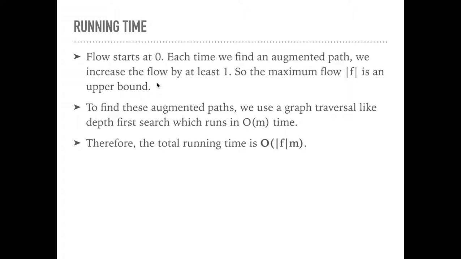So in the worst case, we're adding one unit of flow per each depth first search. So per each augmenting path, we're adding 1 unit of flow, and we can have as many as maximum flow units of flow. So that's the running time of that algorithm.